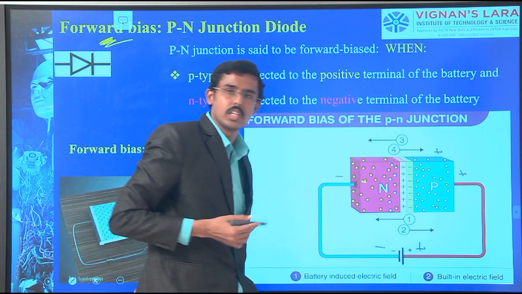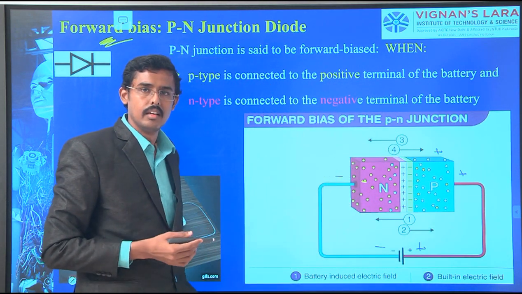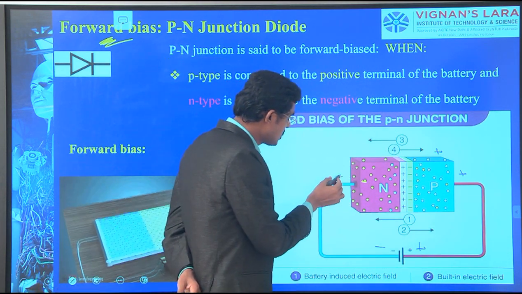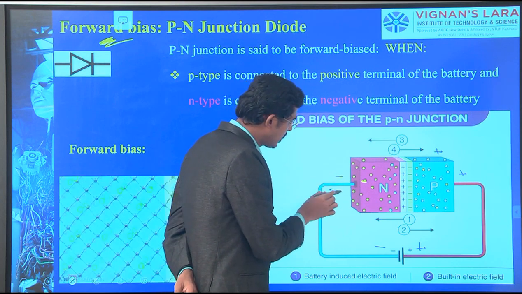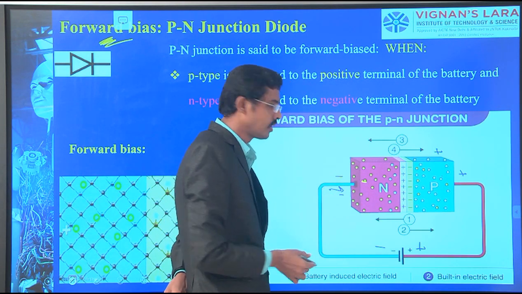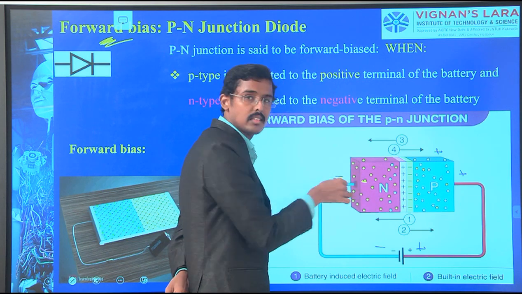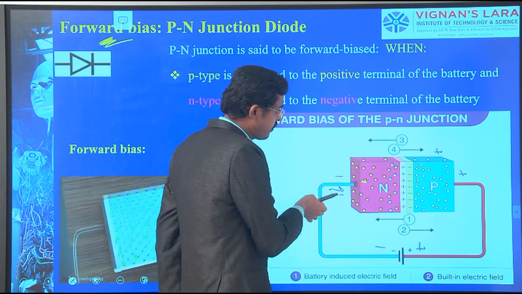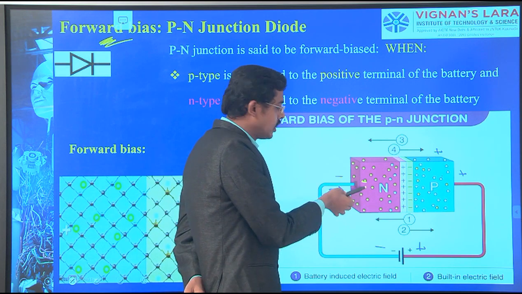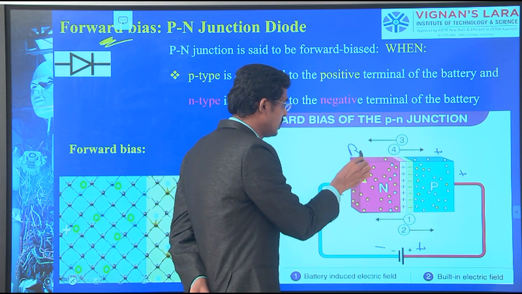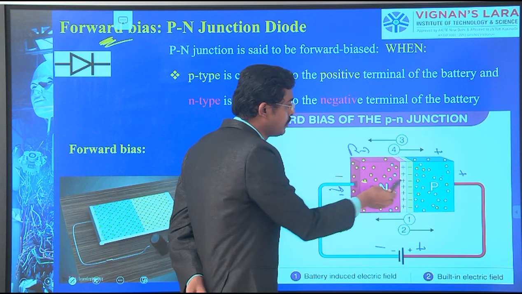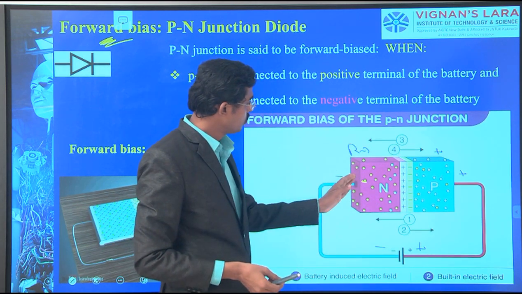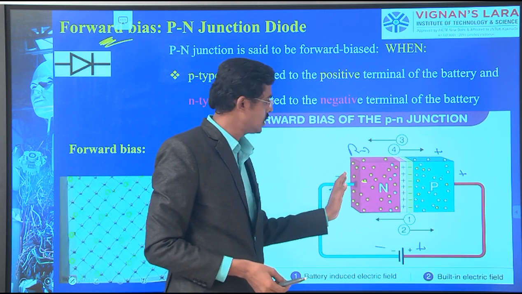So here, what happens? It is not attracting. It is repelling. This negative, we are giving the negative here, and the N type electrons are already there. When the negative comes nearby, it repels the electrons, and they move towards the depletion side.